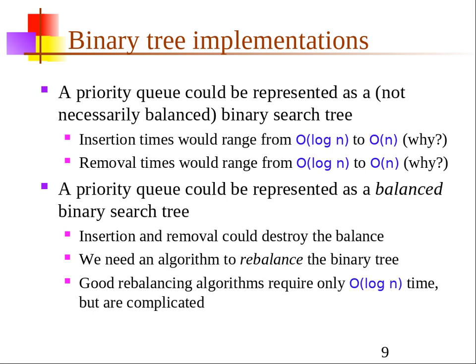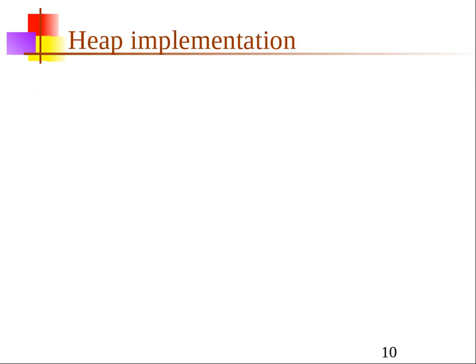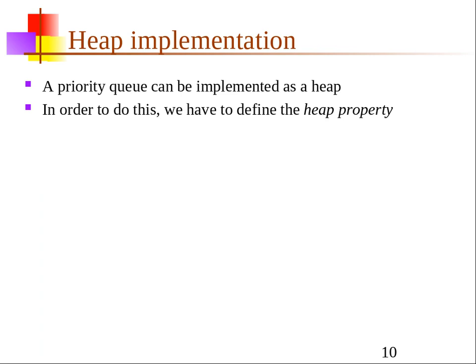We have to have an algorithm to rebalance it. Good rebalancing algorithms require only log of n, but are complicated. So we're kind of shying away from this, but maybe a binary tree or a binary search tree would work. But then the heap comes along.